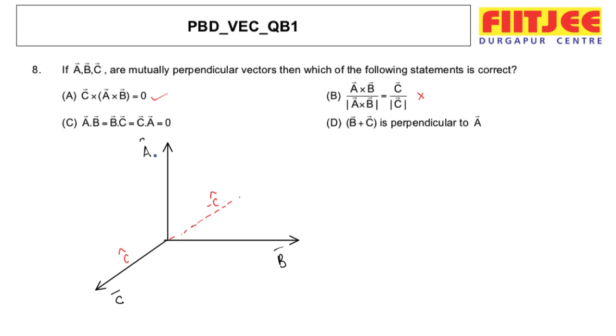A dot B, B dot C and C dot A, all of them are 0 as the angle in between them is always 90 degree. Now B plus C will lie in this plane somewhere here, and you can see that this entire plane is perpendicular to A vector. So B plus C is definitely perpendicular to A vector. So A, C, D will be your correct options.